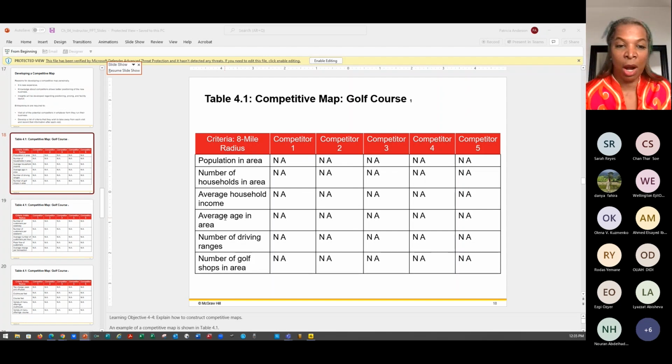It's whatever business you are, but you want to look at certain criteria such as population, household income, and so forth. And then just do two competitors for the individual exercise. So use this as a guide in the team to develop the map, and then from the map, you can do your individual exercise.